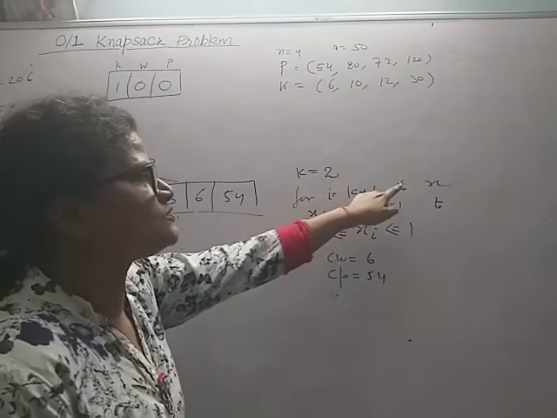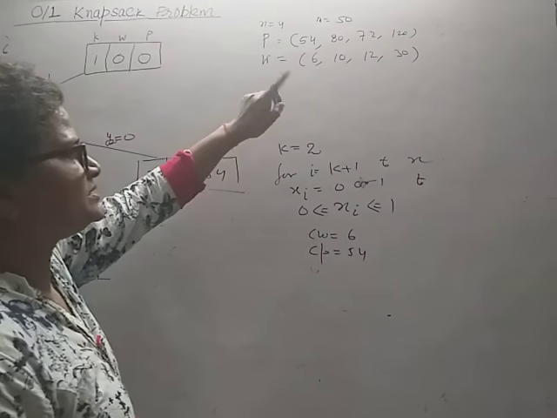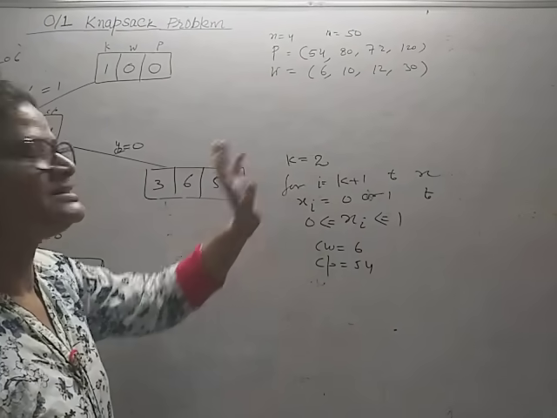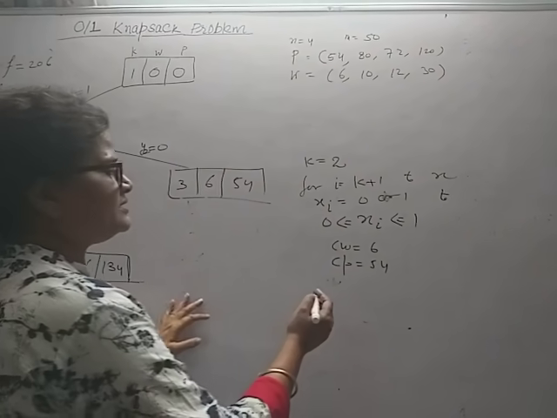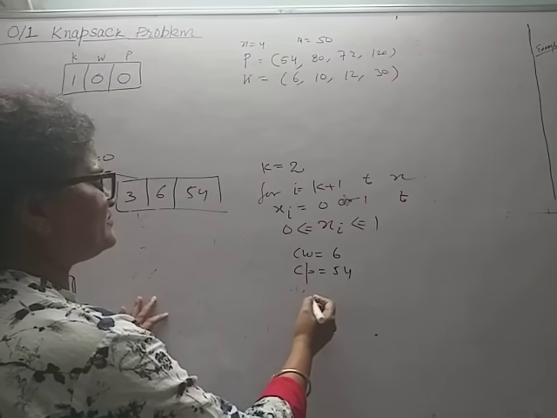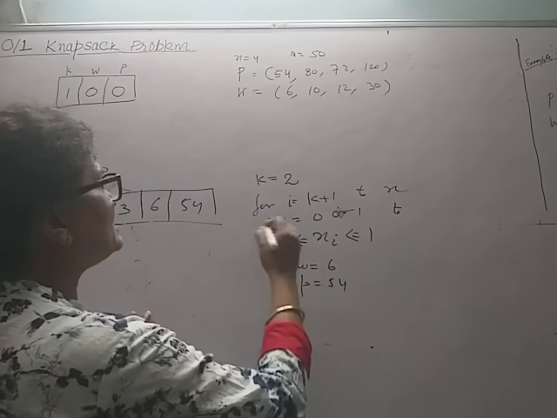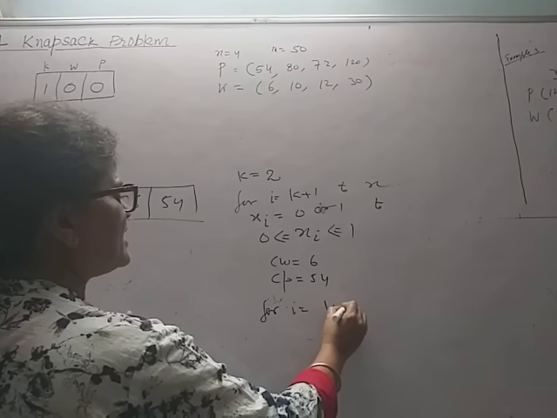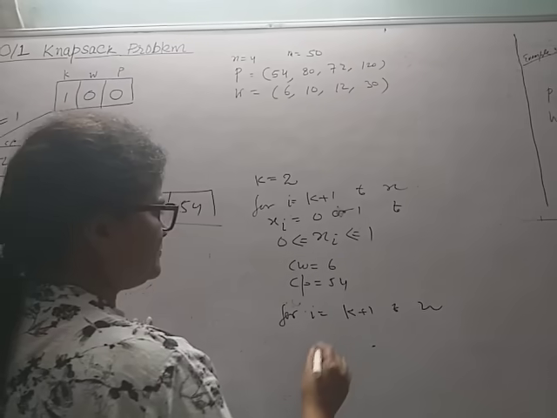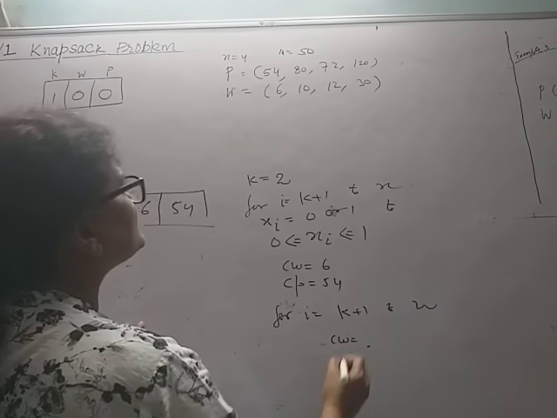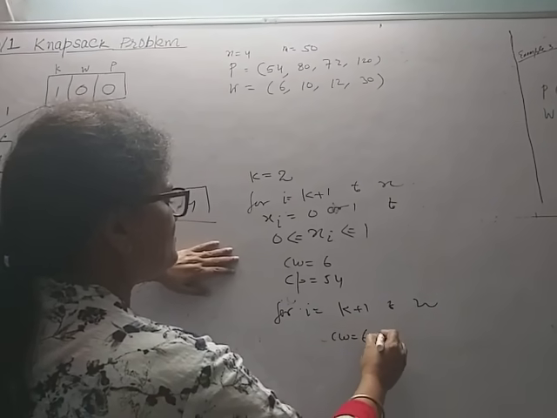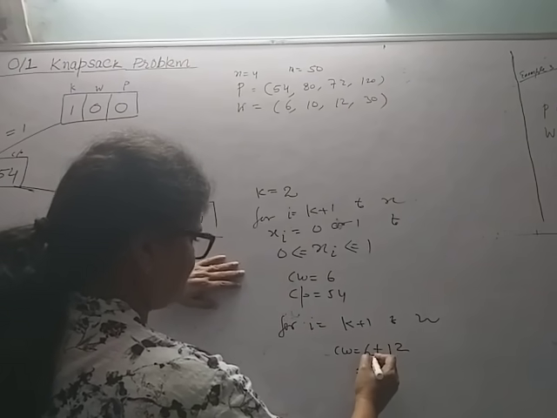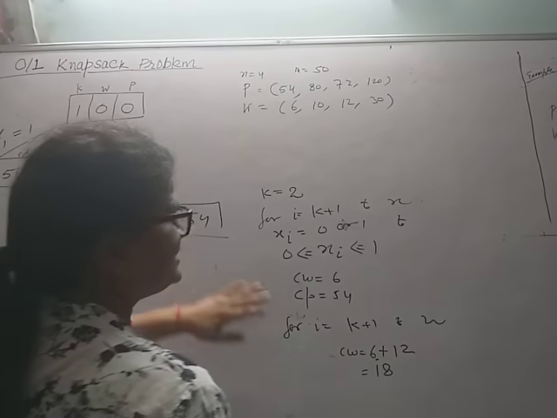So k plus 1 to 4. K plus 1 is what? 3. Third object weight is 12. So 6 plus 12. If we include the second object, for i equal to k plus 1 to n, we add CW equal to 6 plus 12, that is 18. Current weight is 18.